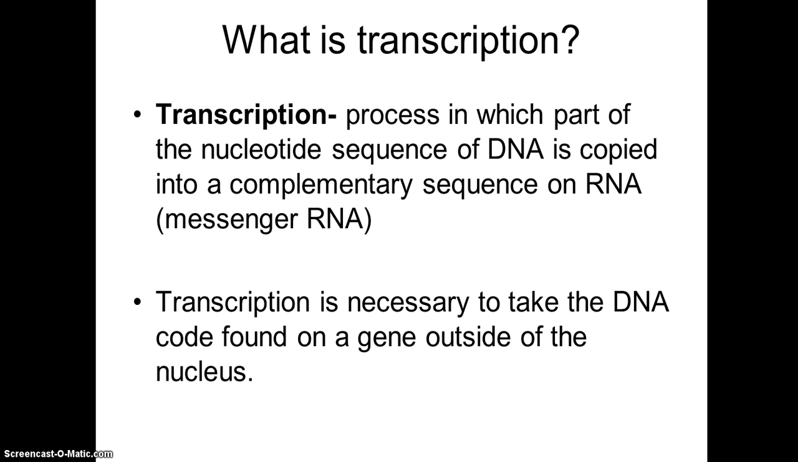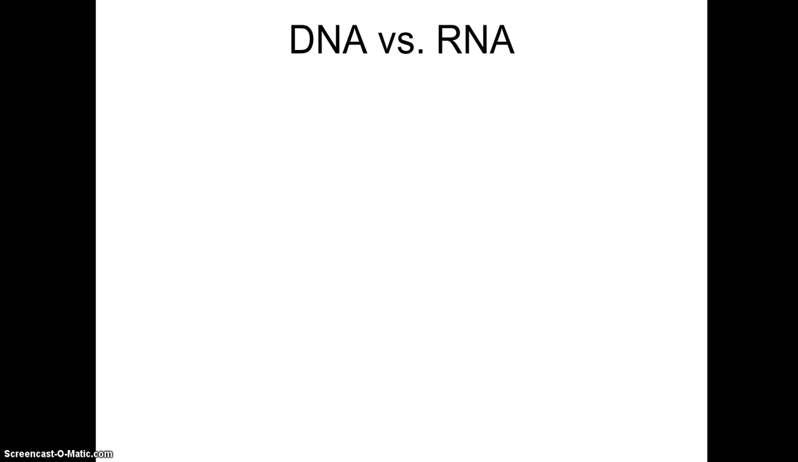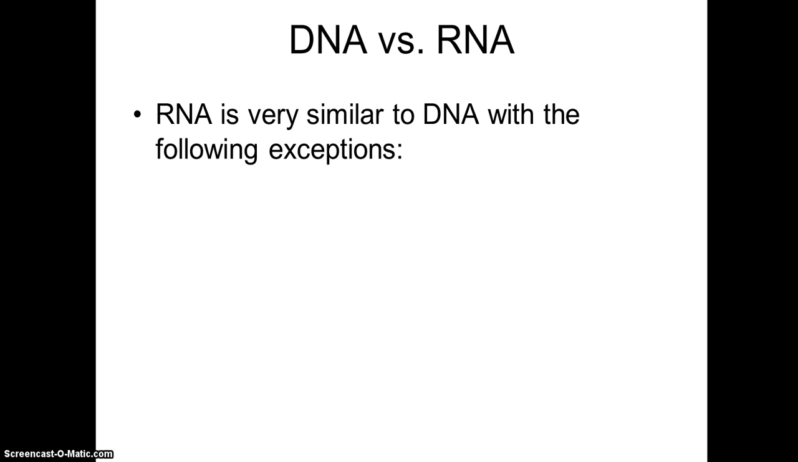Transcription is necessary to take the DNA code found on a gene outside of the nucleus. We have a location problem. The DNA code is in the nucleus, but proteins are made by ribosomes out in the cytoplasm. Then they go to the rough endoplasmic reticulum and to the Golgi apparatus. RNA is necessary. It gets made in the nucleus and brings that DNA code out into the cytoplasm where the proteins actually get made. So we'll get more into RNA and we'll get a better understanding of it as we go.